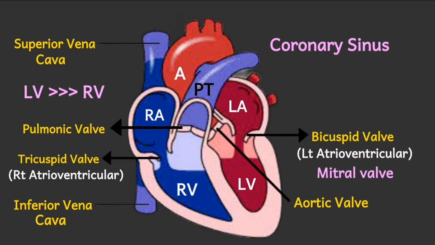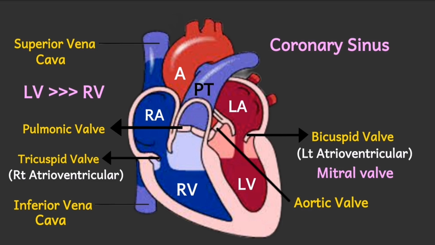The third contributor, which is probably not known to many of us, is the coronary sinus. The coronary sinus is a great vein which brings deoxygenated blood from the heart tissue itself. And so we have the superior vena cava, inferior vena cava, and then the coronary sinus.